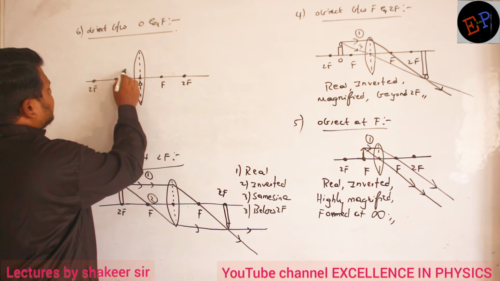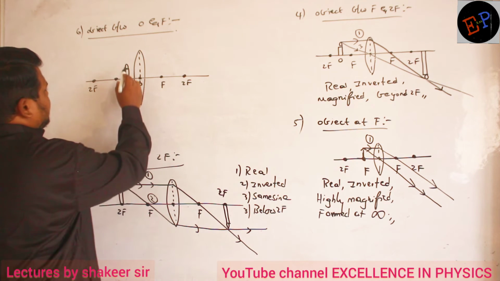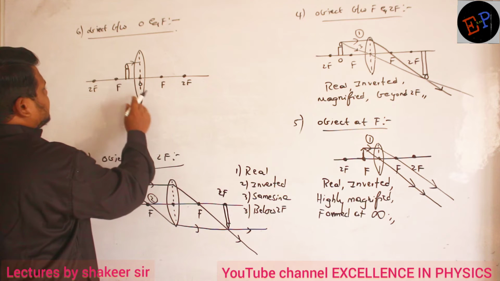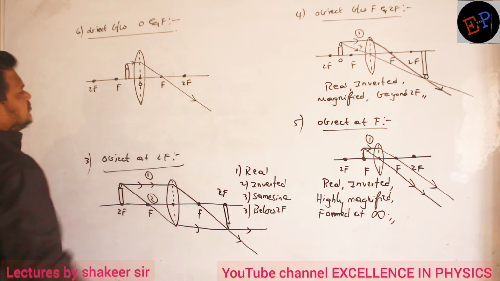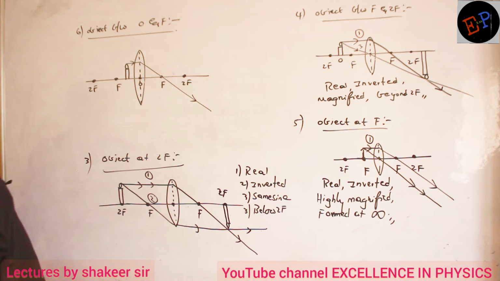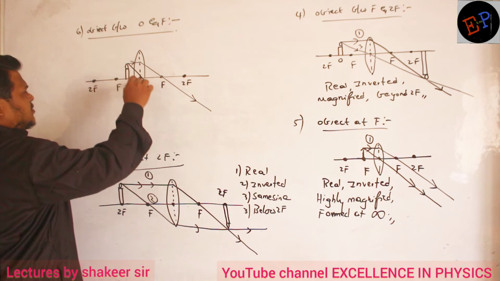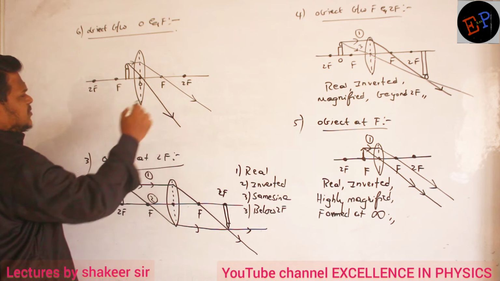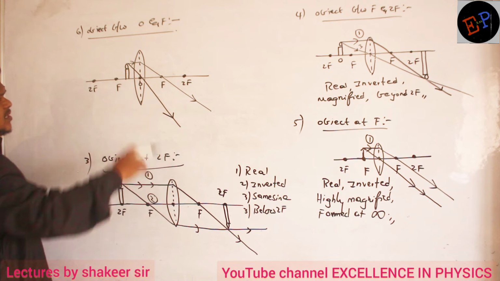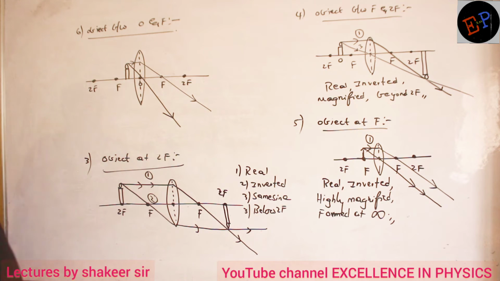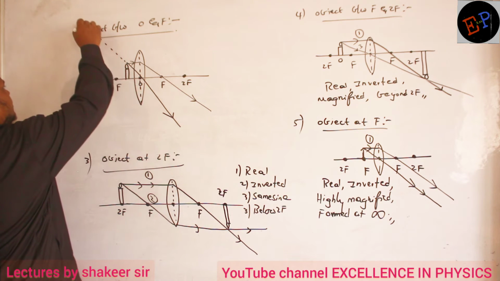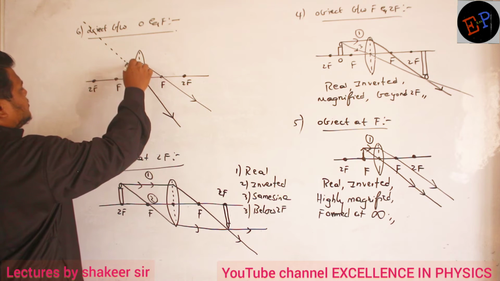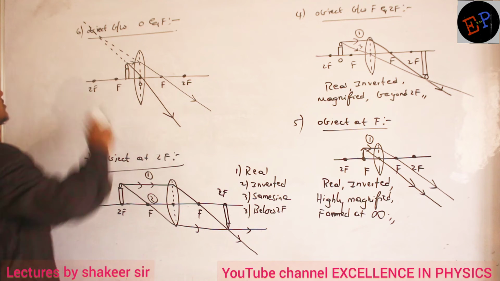Object is present somewhere here. So this is the position of the object. Light rays passing parallel to the principal axis will pass through the focus. Light ray passing through the optical center will pass undeviated. But if you extend them backwards, clear? So image is created somewhere here.